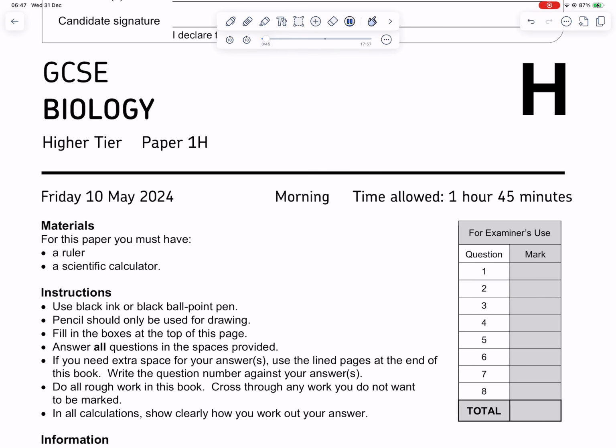And if any parents are tuning in to support your child or correcting the papers with them or going through the mark scheme, this series will help you understand where marks are gained or lost so you can guide them better.